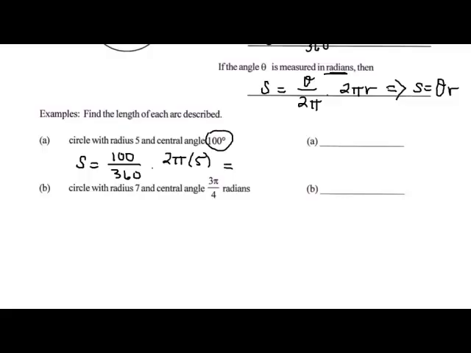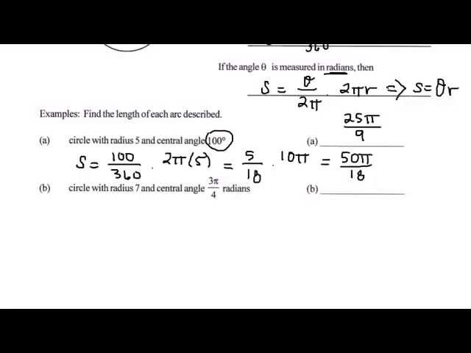So we have 100 over 360, which can simplify to 5 over 18. We have 2 times 5, which is 10, so this is 10 pi. So we have 50 pi over 18. Now 50 divided by 18 can be simplified to 25 over 9. So the arc length is 25 pi over 9. And if we're talking about the arc length, we usually leave it in terms of pi. We don't multiply it out to get a decimal.